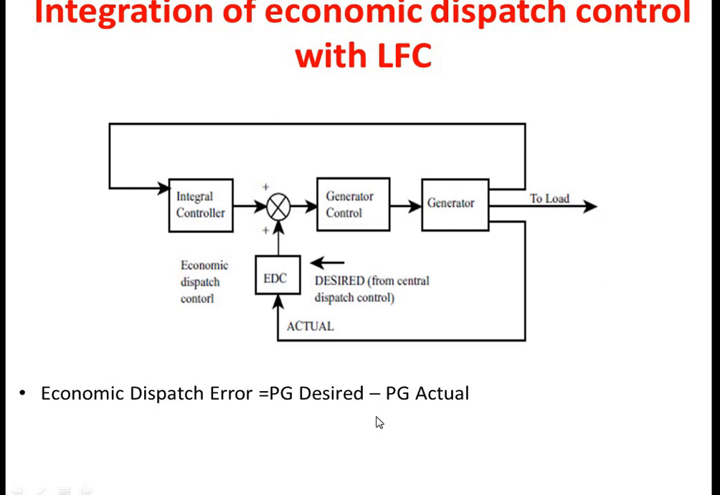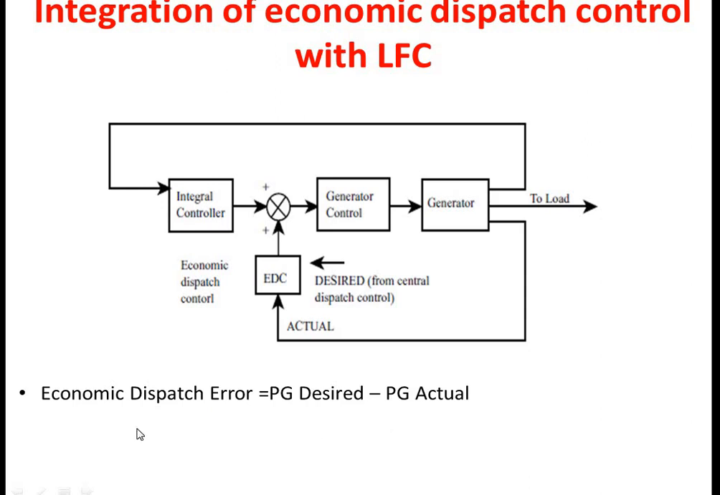So we have to meet the varying power demand. According to the variation in the power demand, we have to make alterations in the power generation. So the power demand, we can say, is the desired power generation. For meeting this power demand, we have to alter the power generation. So we can estimate the difference between the power demand requirement and the generation. That we are calling the economic dispatch error.